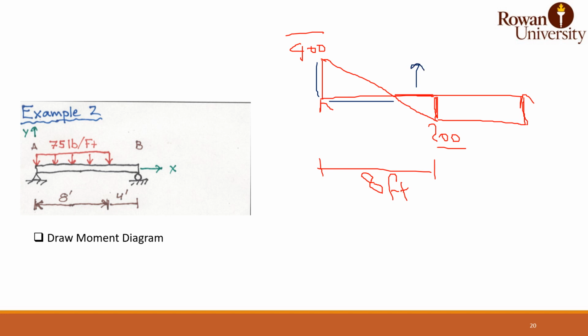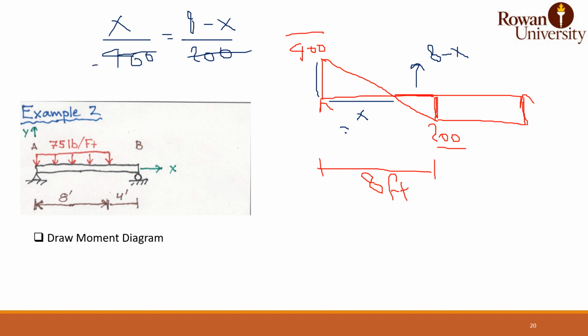Since this distance is 8 minus x and this is x, you can solve for x, saying x over 400 should be equal to 8 minus x divided by 200. If you cancel, you will have 2 here. So you'll have half x equal to 8 minus x. If you solve for x, x will be 8 divided by 1.5, which is going to give you 5.67.